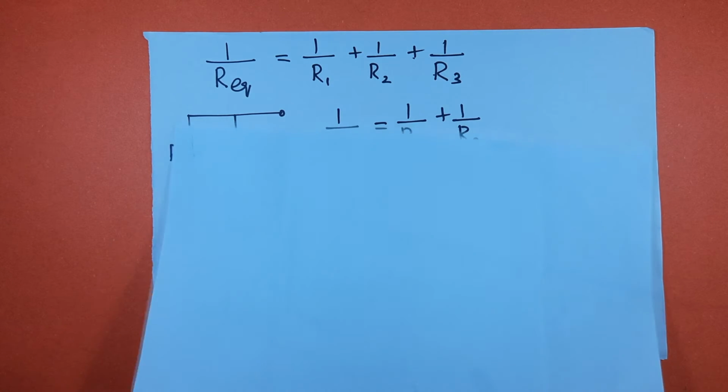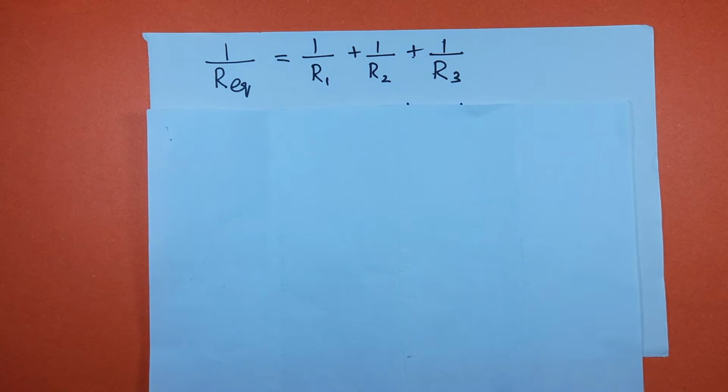So this is the formula which you have to use if you want to find equivalent resistance in a parallel circuit. The formula to be used is 1 by R equivalent equal to 1 by R1 plus 1 by R2 plus 1 by R3. Note this is 1 by R equivalent, not R equivalent.